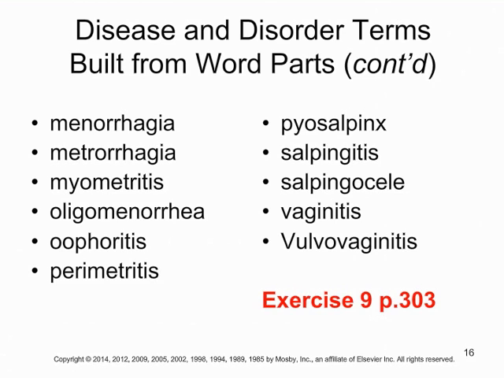Pyosalpinx. Pyo means pus, so there is pus in the uterine tube. Salpingitis is inflammation of the uterine tube. Salpingocele. Cele as a suffix means a hernia or a protrusion. So salpingocele would be a protrusion of the uterine tube. So there might be some kind of hernia that occurred in the uterine tube area. Vaginitis is inflammation of the vagina, and vulvovaginitis would be inflammation of both the vagina and the vulva.